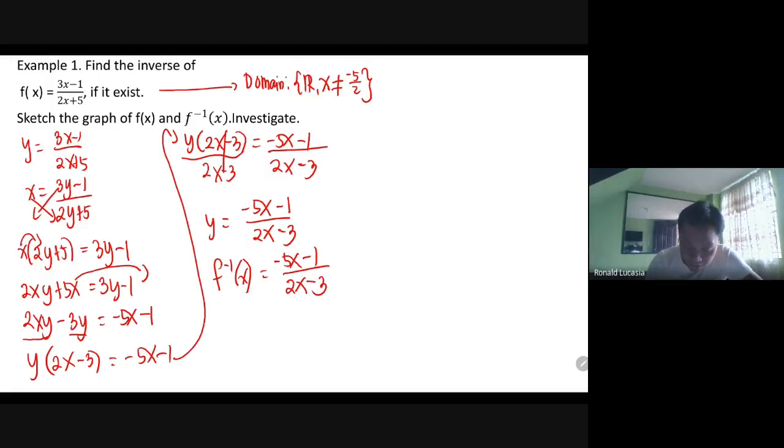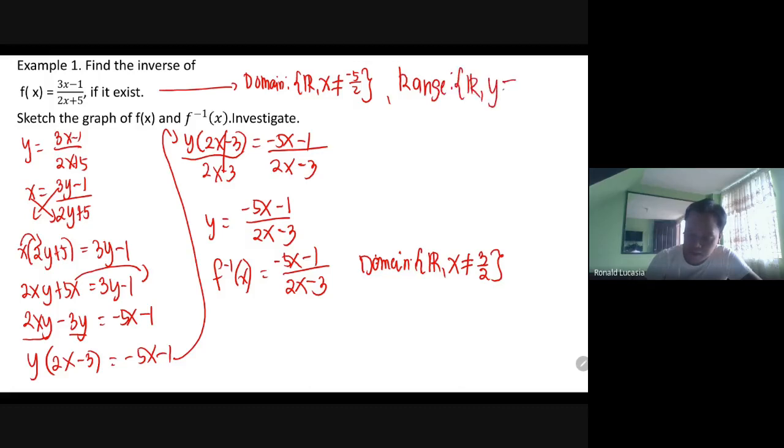So here, the domain of the inverse is a set of all real numbers such that x must not be equal to 3 over 2. Na ngayon ay magiging range naman dito sa original function. Sets of all real number such that y must not be equal to 3 over 2. Samantalang ang range dito, yun yung domain ng original, which is a set of all real number such that y must not be equal to negative 5 over 2.